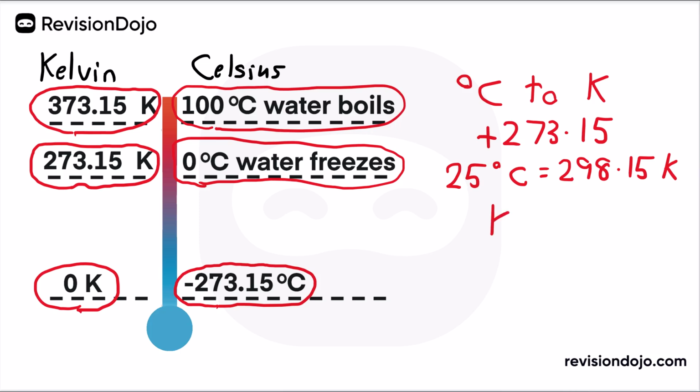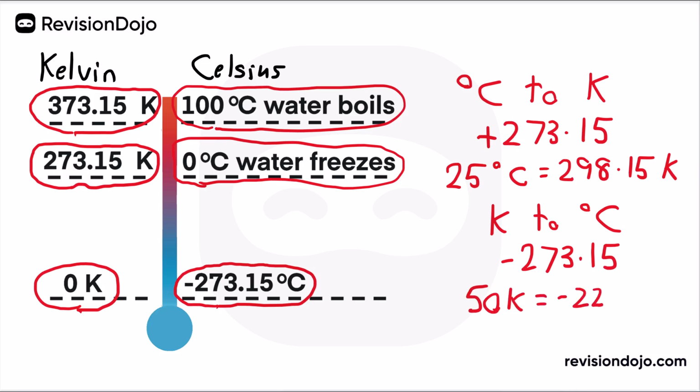And then we go from Kelvin to degrees C. And for this, we're going to subtract 273.15. So 50 Kelvin is equal to minus 223.15 degrees C.